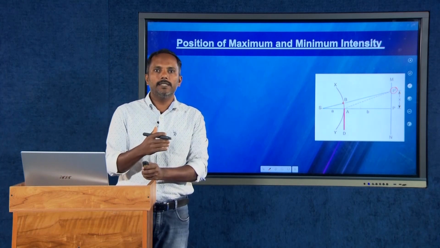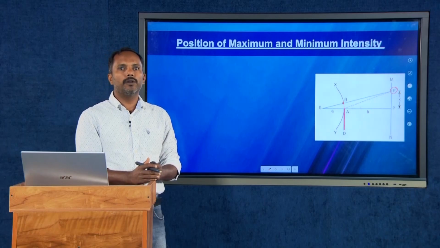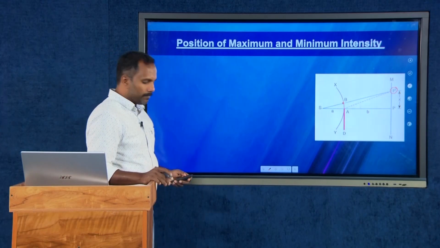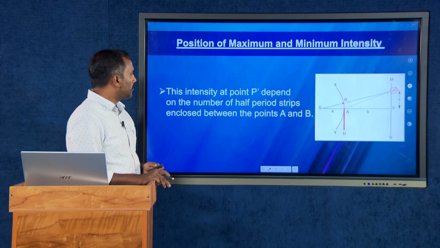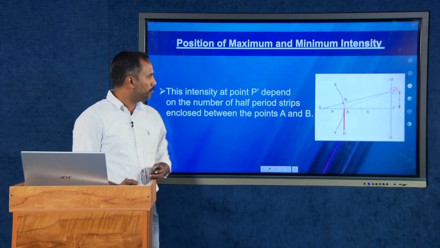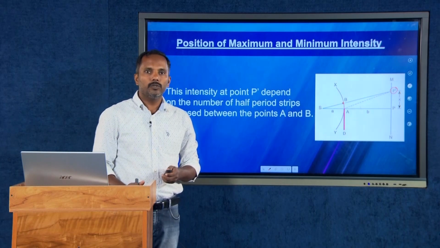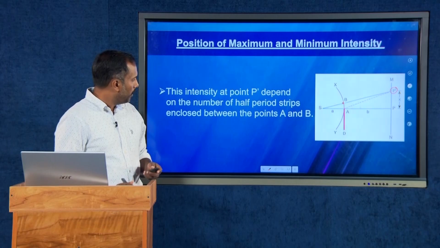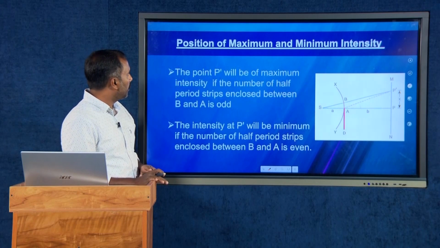Now, the intensity at point P dash is our point of discussion. There are a few points to be remembered here. First, this intensity at point P dash depends on the number of half period strips enclosed between the points A and B.